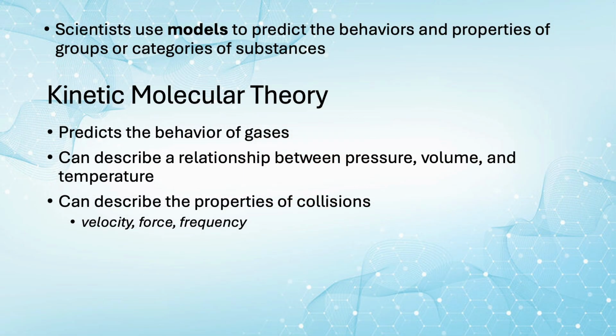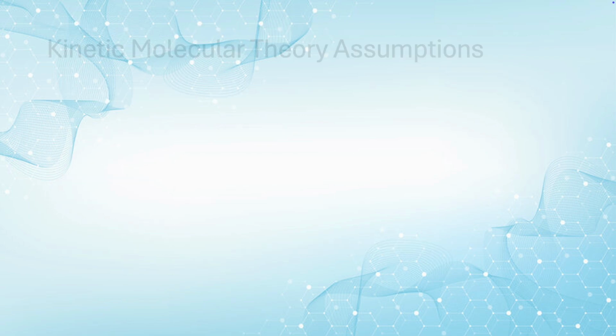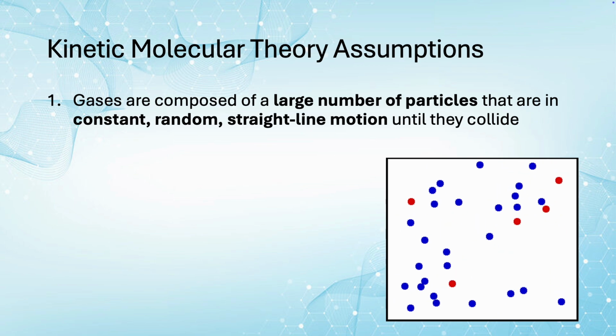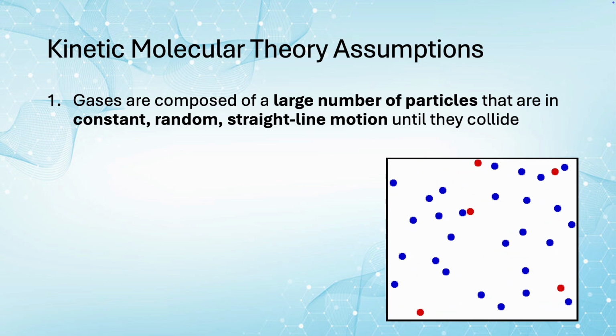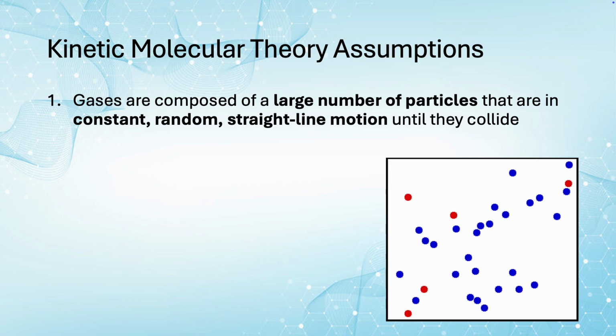The kinetic molecular theory of gases makes several assumptions of the properties of gases for the rules of behavior to work. First, we assume that gases are composed of a large number of particles that are in constant, random, straight line motion until they collide with another particle or the walls of a container. Almost like tons of marbles bouncing around a container, the little particles that make up the gas are constantly bouncing and flying around, randomly, and always in a straight line.